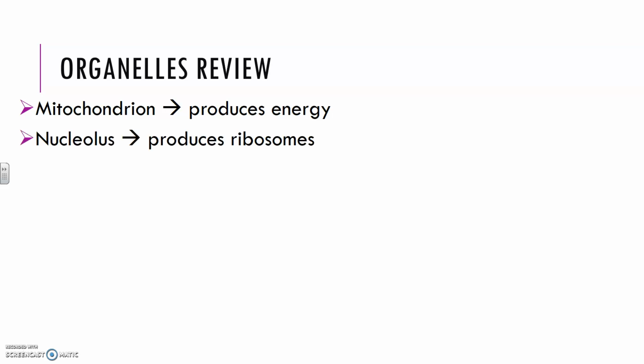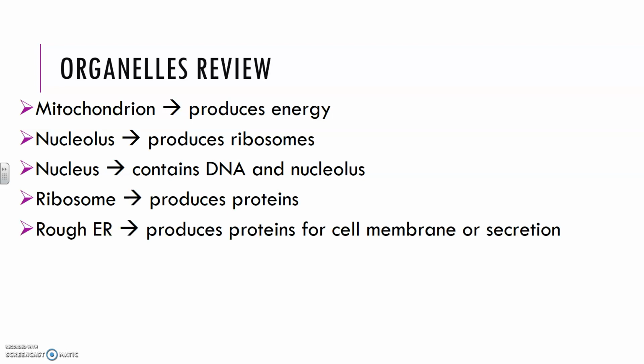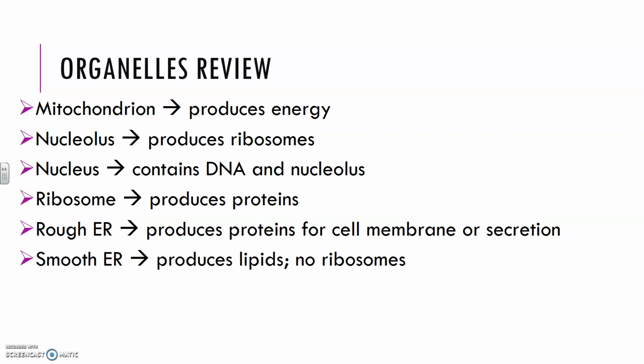You have your nucleolus, which is contained inside the nucleus, and it produces ribosomes. Then you have your nucleus, which contains DNA in the nucleolus. You have ribosomes, which produce proteins. And then you have your rough ER, rough endoplasmic reticulum, which has ribosomes kind of embedded in its surface, and it produces proteins for cell membranes or secretions. You also have your smooth ER, smooth endoplasmic reticulum, which does not have any ribosomes, and it produces lipids.